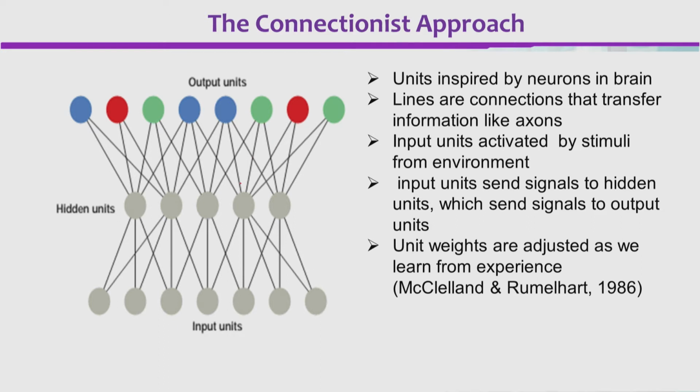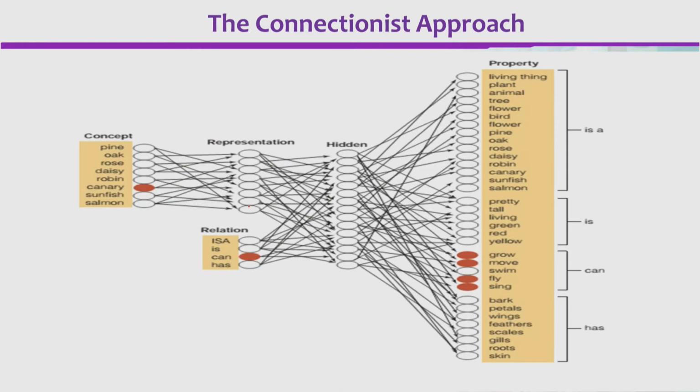Input units are activated by stimuli from the environment. Input units send signals to the hidden units, and the hidden units then send signals to the output unit. Unit weights determine how much information is sent, and unit weights are adjusted as we learn from experience.